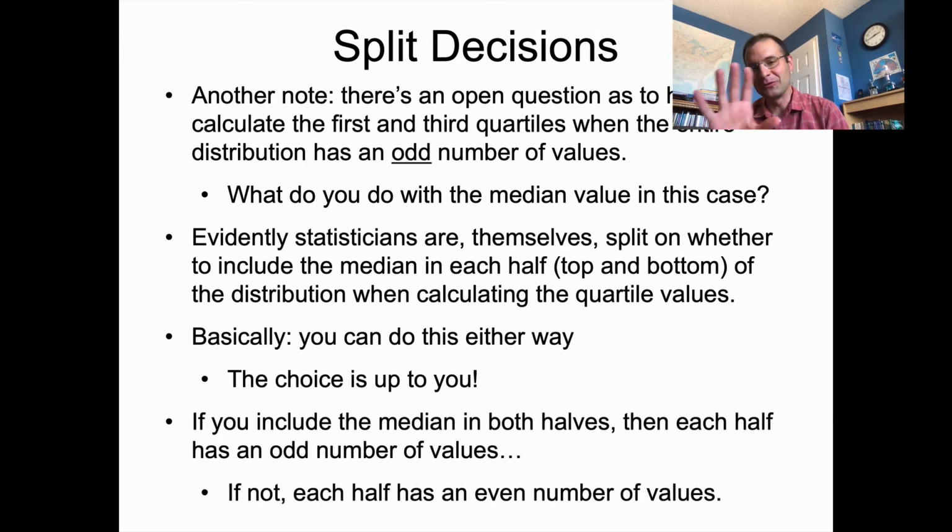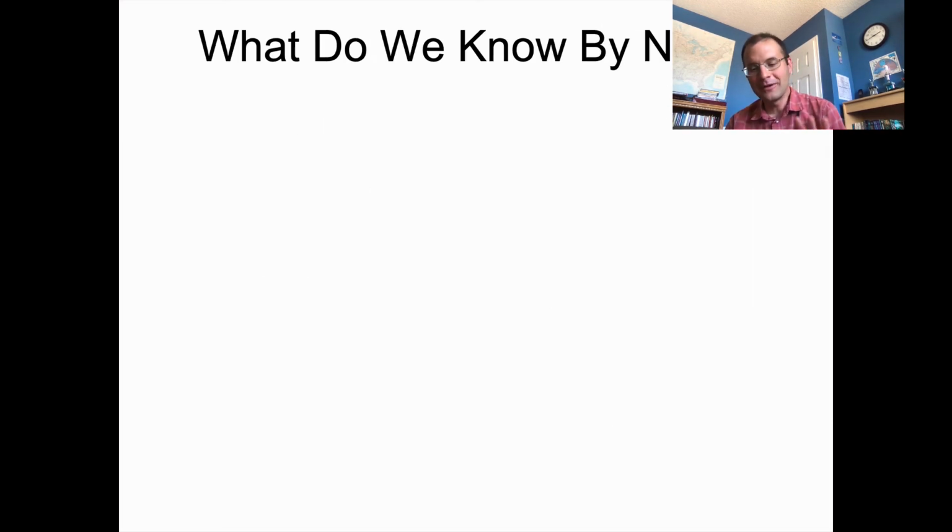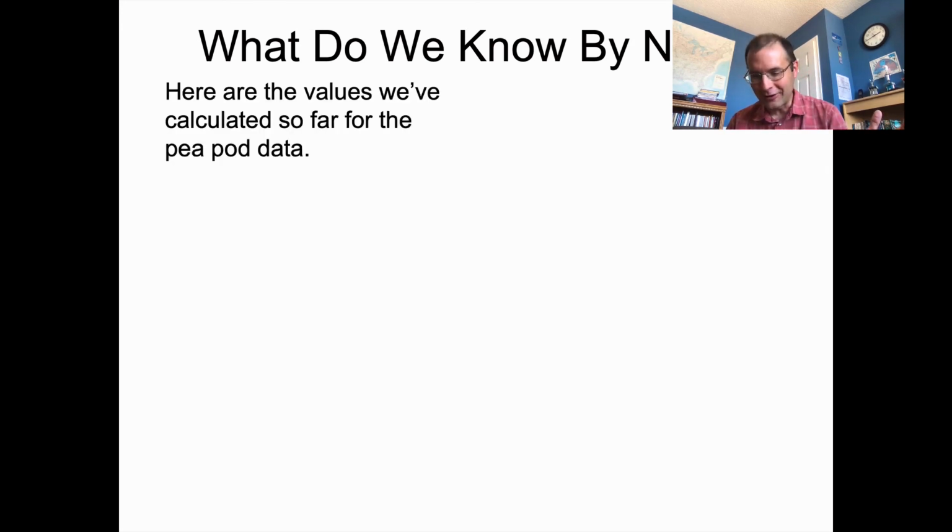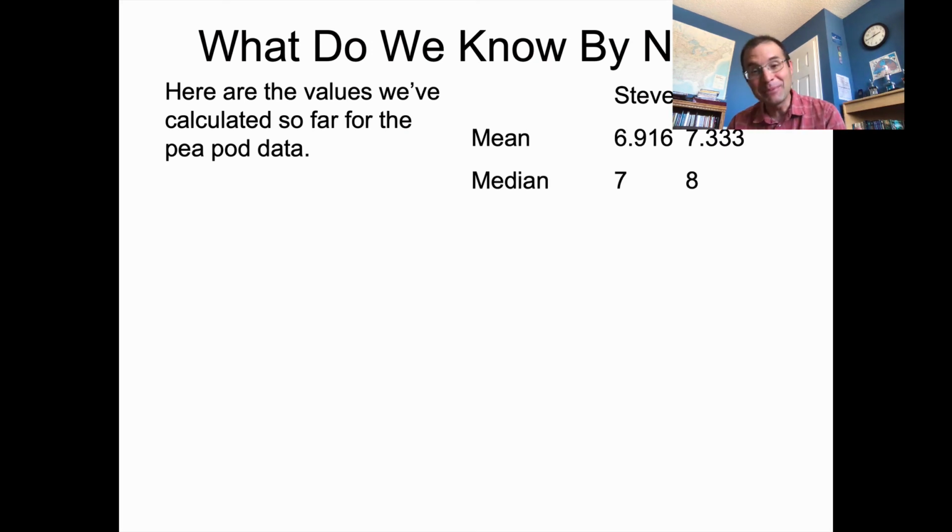Yeah, and so this is the rule of thumb, again, that I just said out loud rather than showing it to you. But basically, again, the choice is up to you in terms of how you do it. So that's all I'm going to say about that for now, because I think I've said enough. But what do we know by now about all these different measures of central tendency and spread for this randomly interesting selection of peapod data from 8 years ago for two different people that you maybe don't even really know.